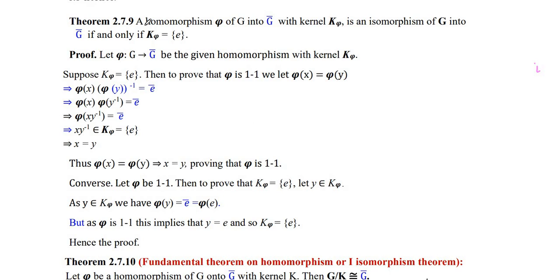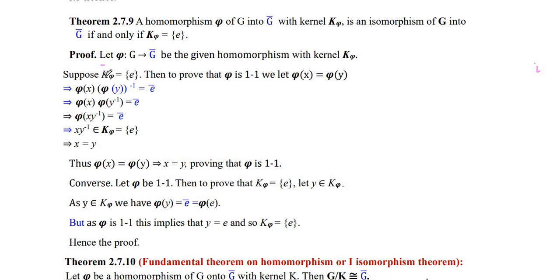Now we first see the criterion for a homomorphism phi of G into G bar with kernel K phi to be an isomorphism, and that is nothing but the kernel phi should be singleton E. That is the necessary and sufficient condition: phi, which is a homomorphism from G to G bar, is an isomorphism if and only if kernel phi is singleton E. Now first, what is given: let phi from G to G bar be the given homomorphism with kernel K phi.